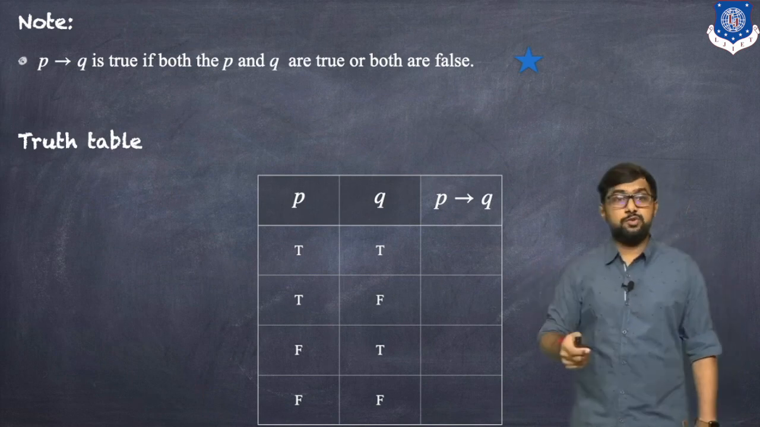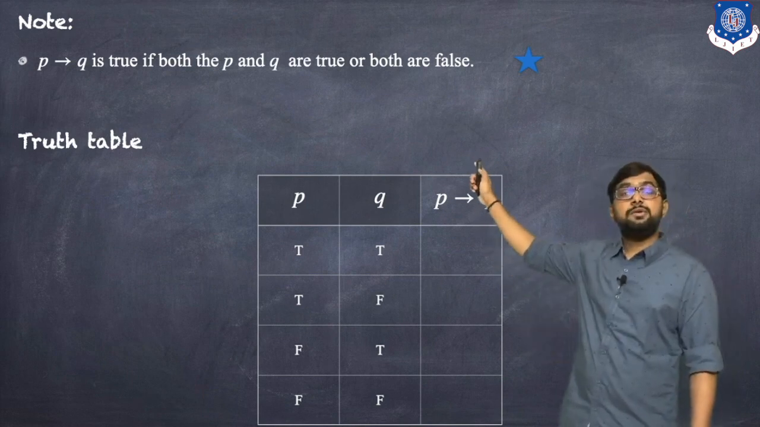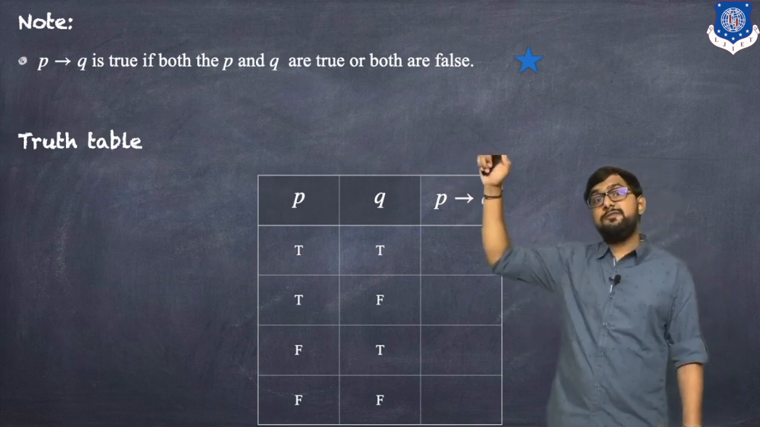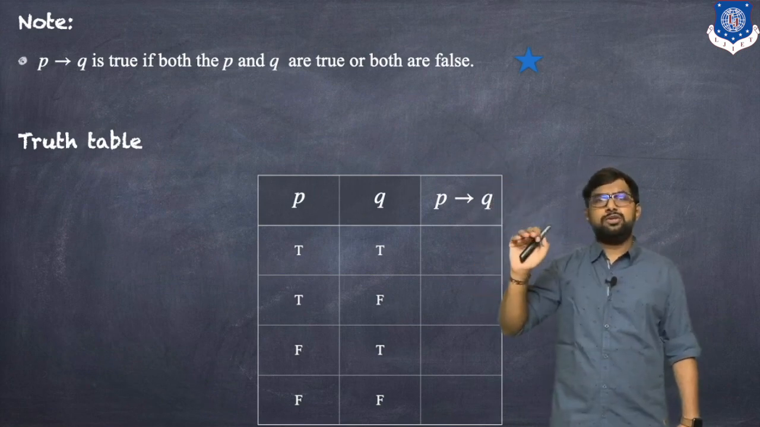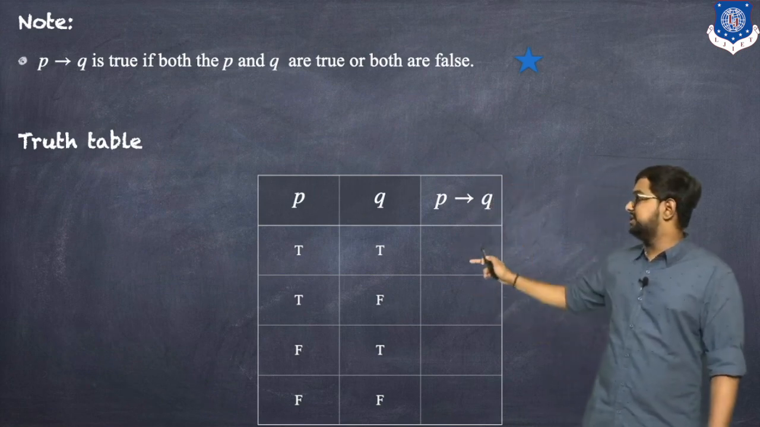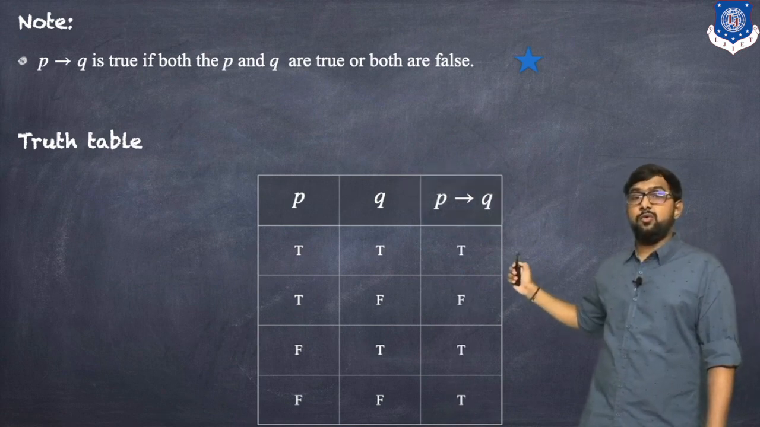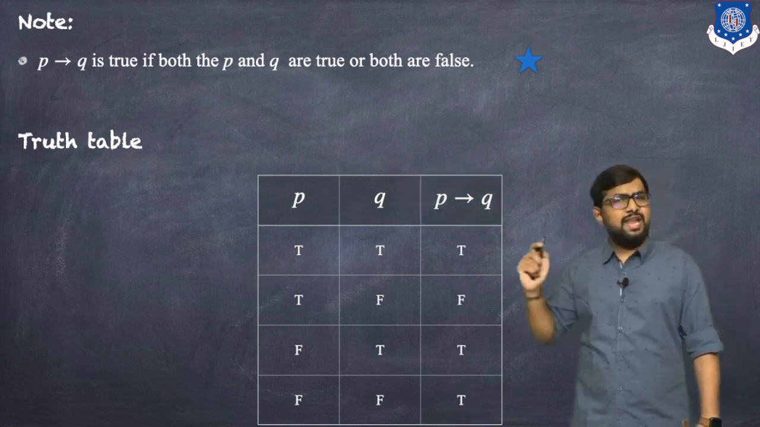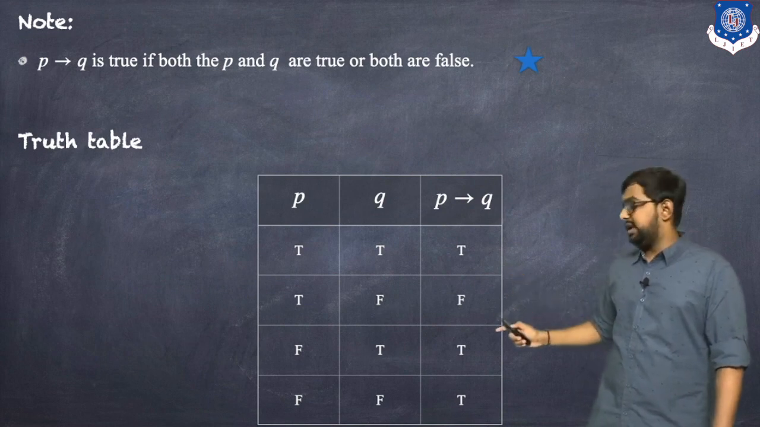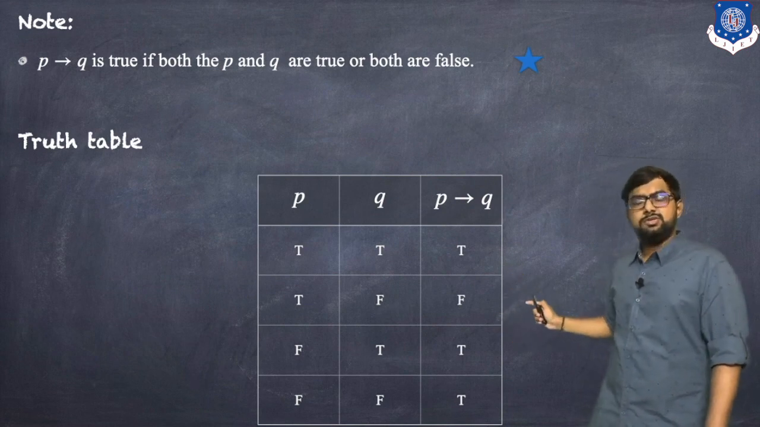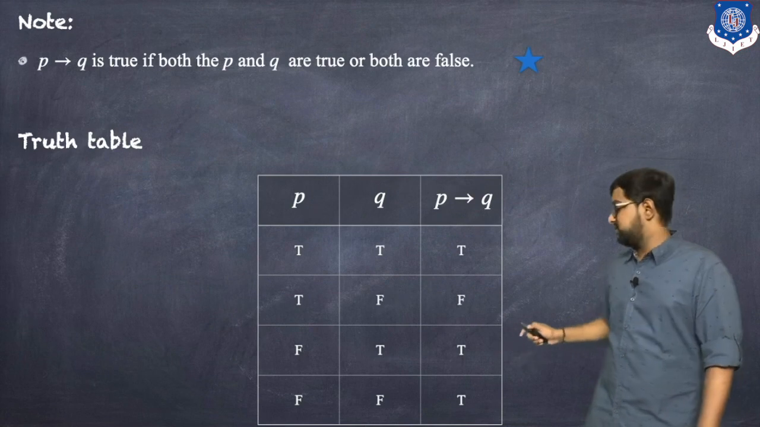Now, what is P implies Q? We have just written that P implies Q is true if both are true or both are false. So you can see that in the first row both are true, so it will be true. Now TF, one is false, so it is false. Next FT, one is false, so it will be false. And both false, so it will be true.